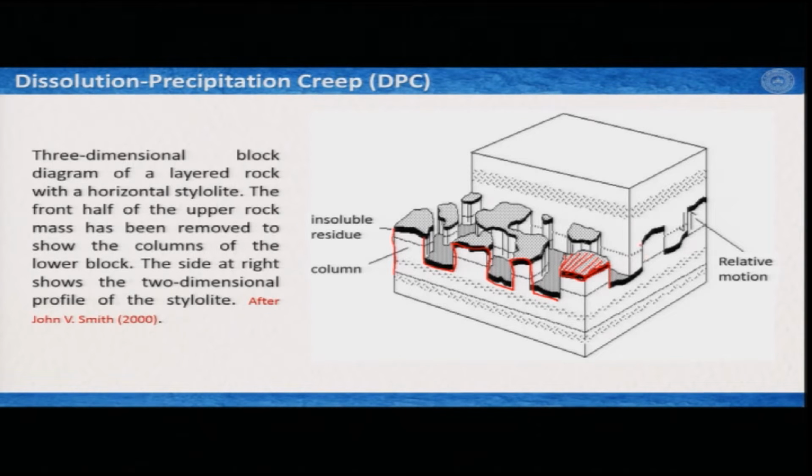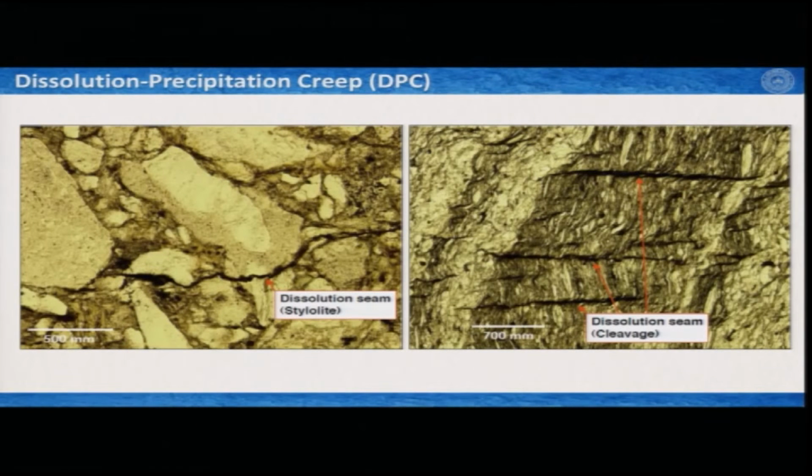And of course, if you see it from the side, then these are the places where you have some sort of relative displacement of the initial dissolution seam. So, this is how the stylolites form through the process of dissolution precipitation creep. Now, here are some examples in this image. In the first one, you can clearly see that something has happened along this, and if you match it with the illustration on one of the previous slides, you can nail it as a dissolution seam or initiation of a stylolite.